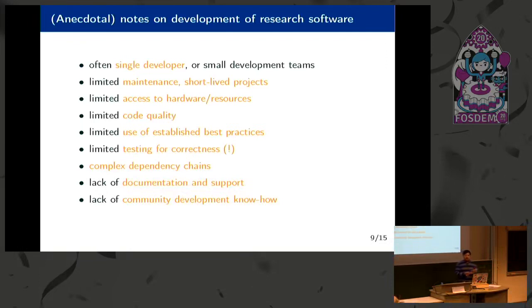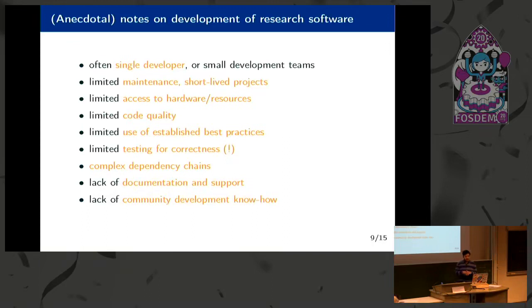Given how interdisciplinary the neuroscience community is, most researchers are not trained in development. So we have limited maintenance or short-lived projects, because once a research work is done, people no longer contribute to it. They have limited access to hardware and limited code quality. Based on all this evidence, software used in research may not always be of the best quality, so it may or may not meet the development standards that proper developers, who are trained in software programming, have.